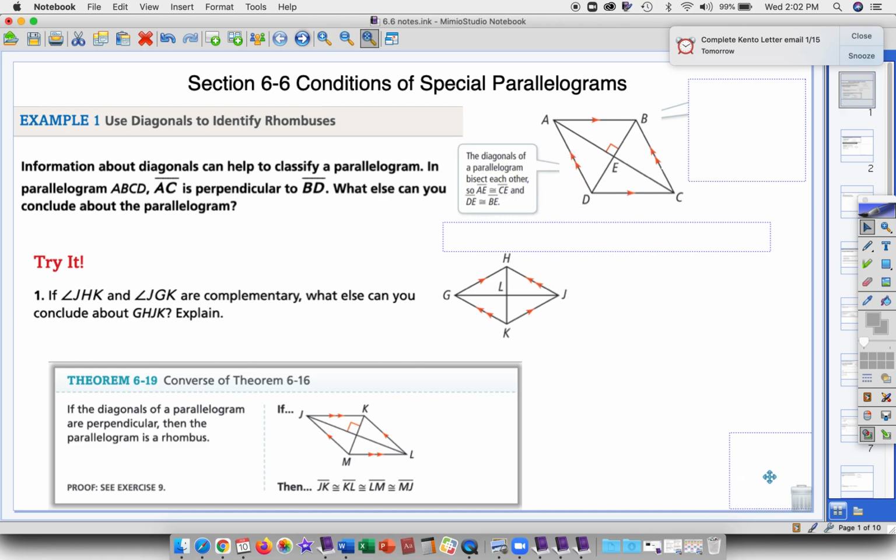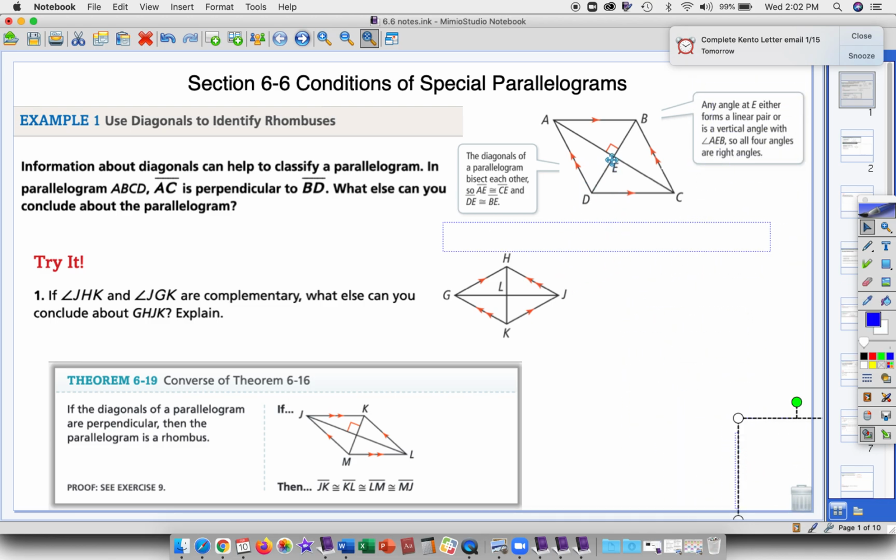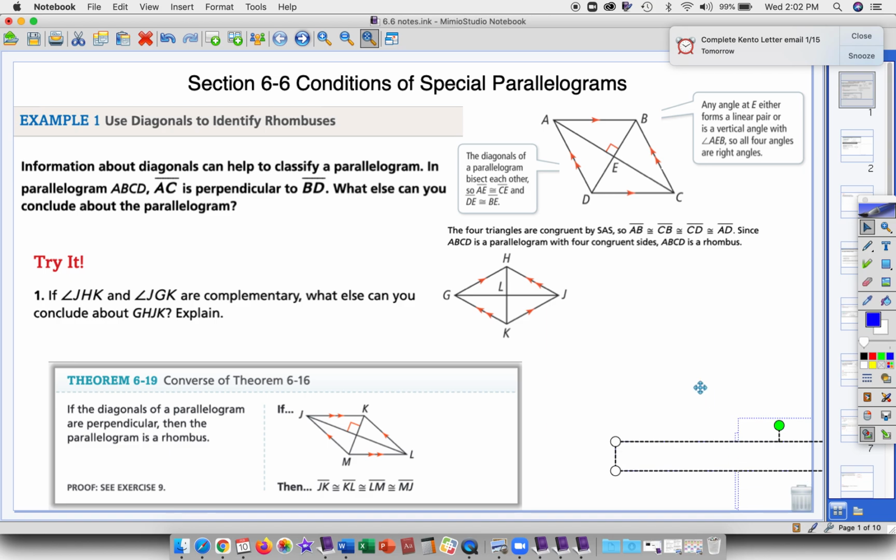The diagonals of a parallelogram, they bisect each other, right? And we are told that it is a parallelogram. So we know that AE is congruent to CE, and we know that DE is congruent to BE. We also know that at E, we have linear pairs, we have vertical angles. So when we have one right angle, we have four right angles. Therefore, by SAS, we have congruent triangles.